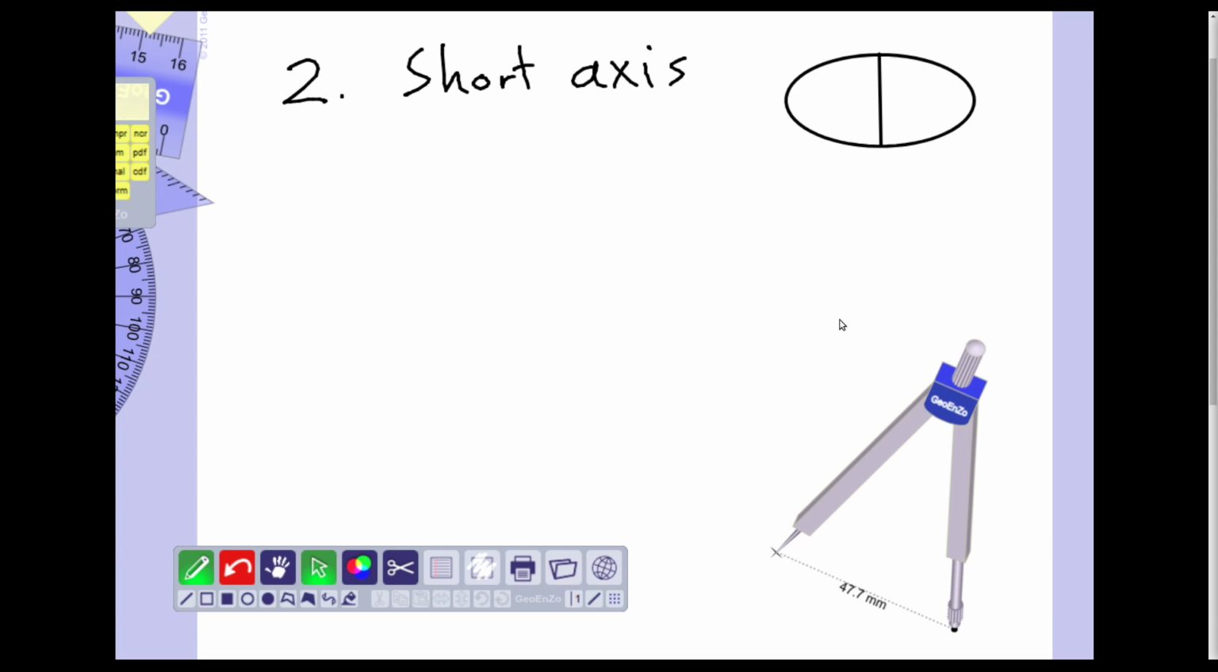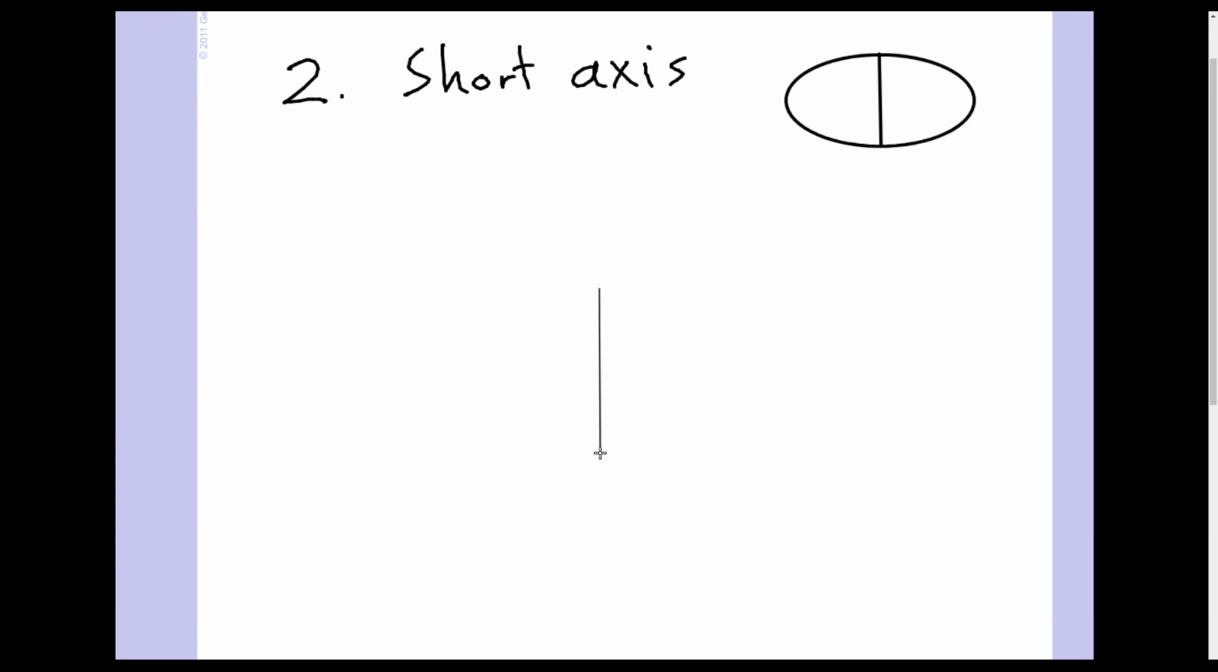Hello everyone, to the second exercise. We're going to do another oval. Now this time we're going to start with a short axis, with the minor axis. Again, we're going to get ourselves a segment as vertical as possible.